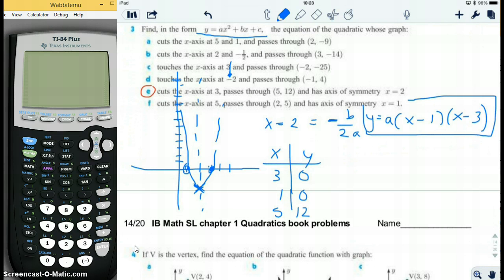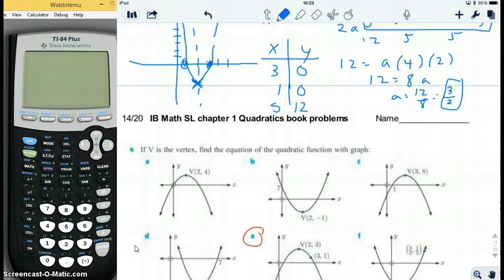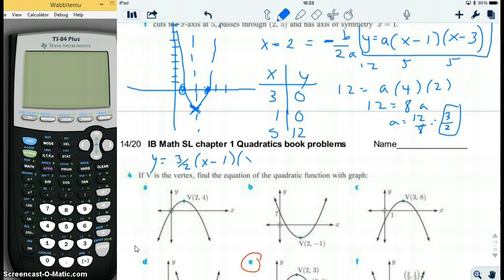So we'll put 5 in for x, and we'll put 12 in for y, and then we'll solve for a. So 12 equals a times 4 times 2. 12 equals 8a. A equals 12 divided by 8, which is equal to 3/2. So we're halfway there. Now we have y equals 3/2 times x minus 1 times x minus 3.